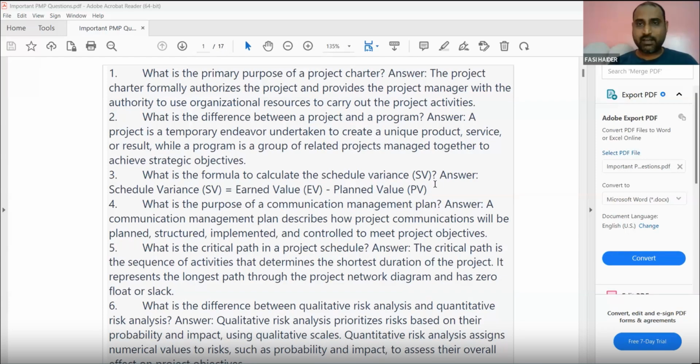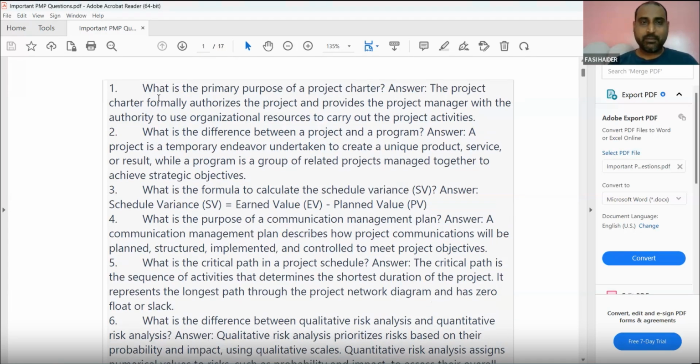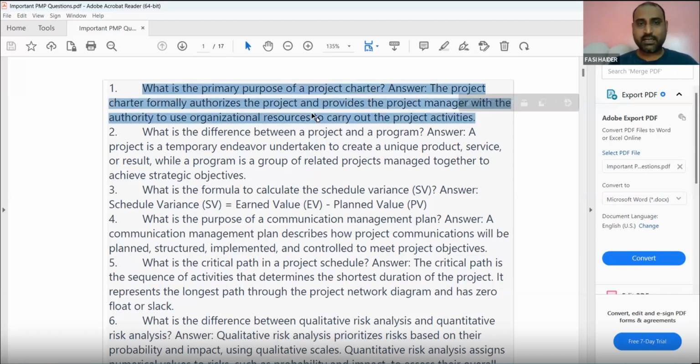And sure, so can we do the questions for revising? So what is the primary purpose of a project charter? It formally authorizes the project and provides the project manager with the authority to use organizational resources to carry out the project activity. These are just revision concepts. In the exam, they will put four options, so you have to select one of the options. But this is just for revision of the concept.